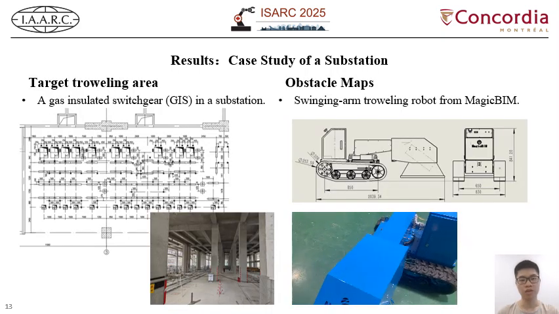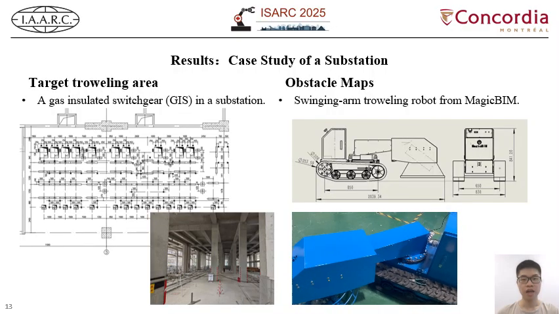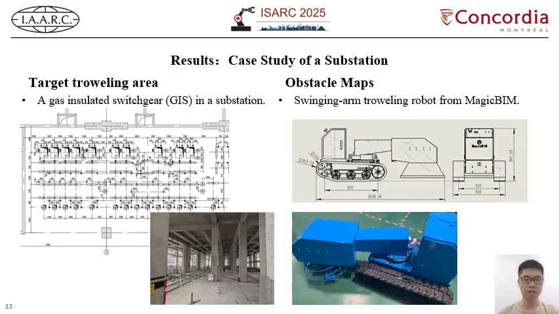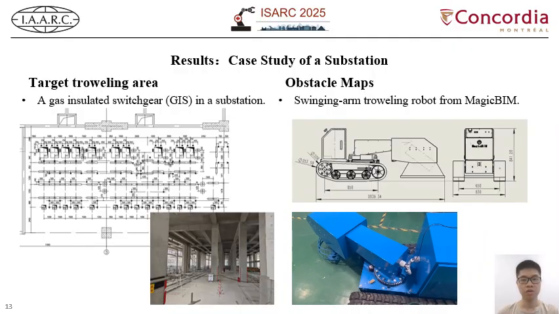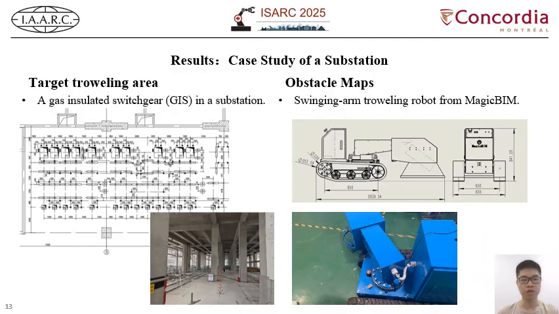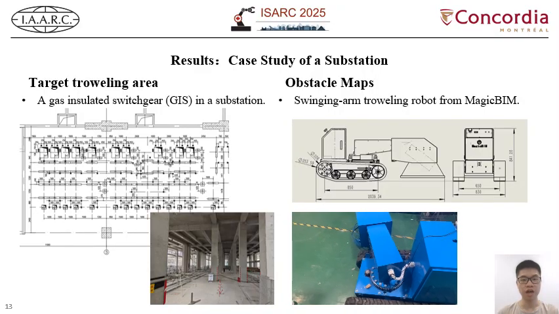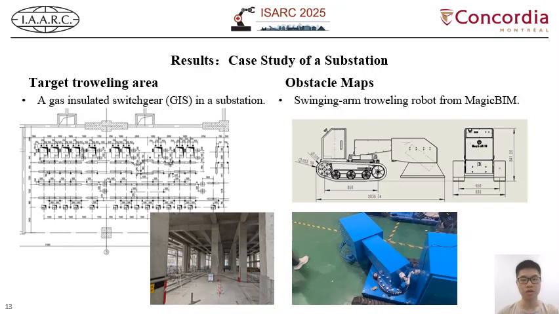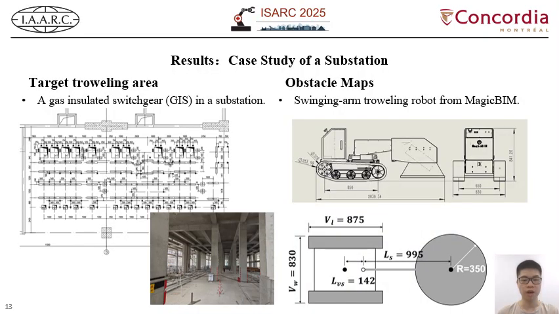Overall, that is our methodology, then let's look at the results. We conducted a case study on a gas-insulated switchgear room in a substation, which is full of columns, pre-embedded parts, and holes, and the geometric size of our robot model references a swimming arm troweling robot from Magic Beam.